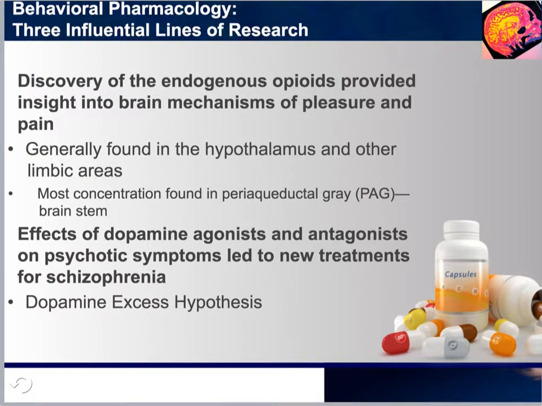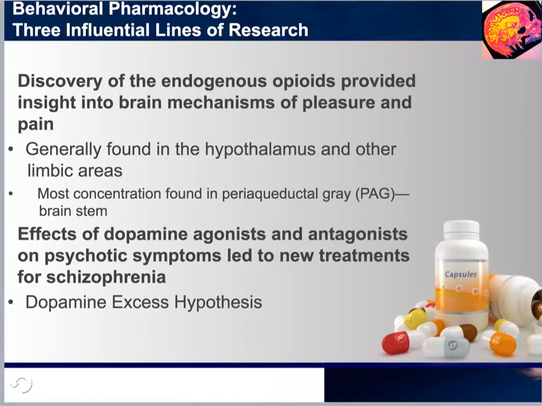The discovery of endogenous opioids, basically painkillers that our body produces, has provided insight into brain mechanisms of pleasure and pain. Generally found in the hypothalamus and other limbic areas, they are most concentrated in the PAG, or periaqueductal gray brainstem area. In fact, we have found that microinjection of morphine into the periaqueductal gray area, or even electrical stimulation of the PAG, produces strong analgesic effects.